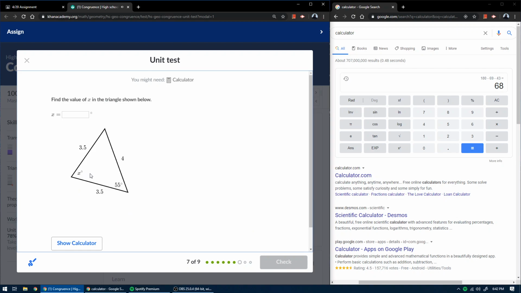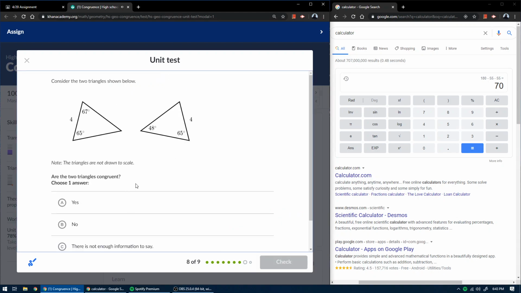Find the value of x. Okay, same. You remember this question? Isosceles triangle. So 3.5 is across from here. 3.5 is across from here. So these are the same angle, right? Because they're across on the same side. Therefore, this is 55. So what's 180 minus 55 minus 55? That's 70. 70 plus 55 plus 55 is 180. Therefore, x is 70 here.